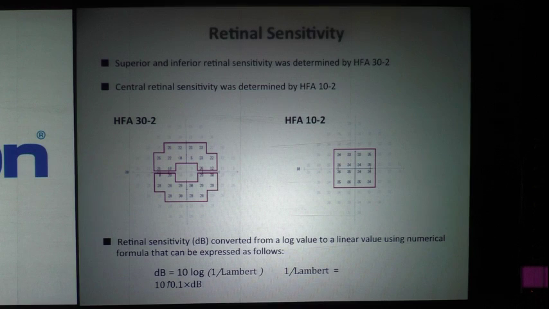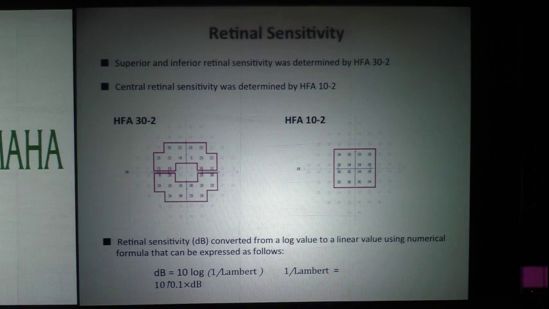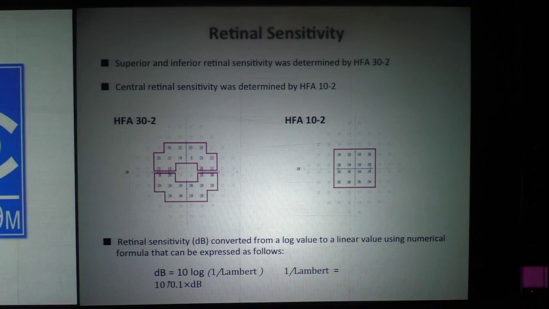Superior and inferior retinal sensitivity was determined by Humphrey 30-2 inside the red lines. Central retinal sensitivity was determined by Humphrey 10-2. Since the decibel value is from a logarithmic scale, retinal sensitivity was converted from a log value to a linear value using the numerical formula below.